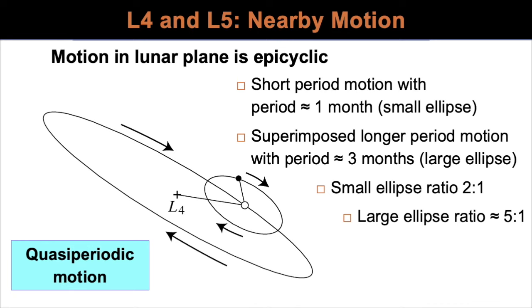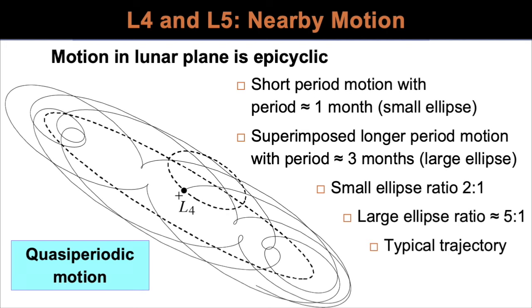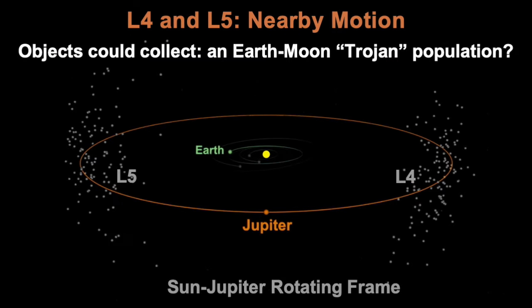And if I were to show you an example trajectory, kind of starting near L4, this is what the epicyclic motion gives rise to when you're close to L4. And then if you're wondering, well, what if I had some non-zero z component, then you would just have some vertical oscillations superimposed on this.